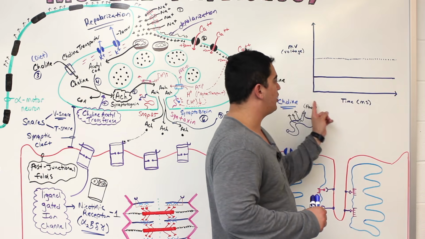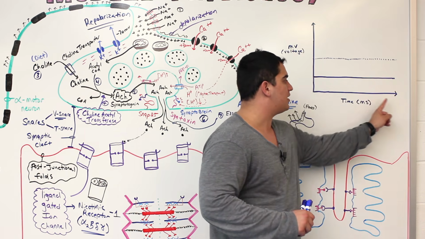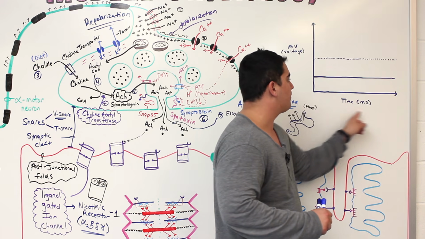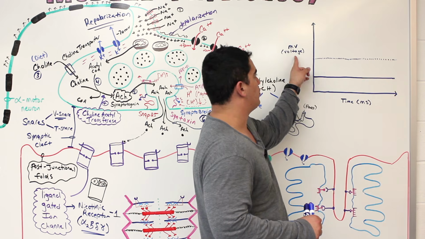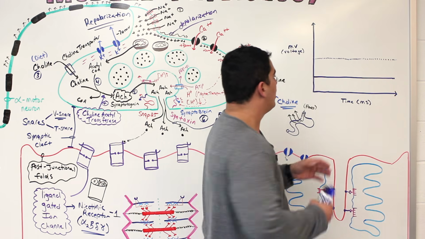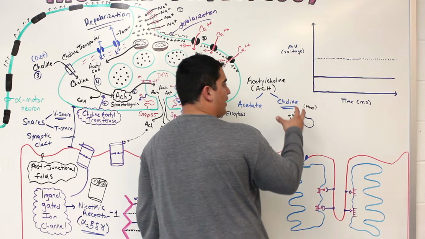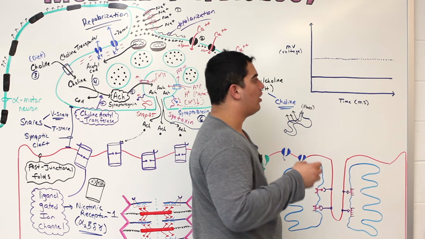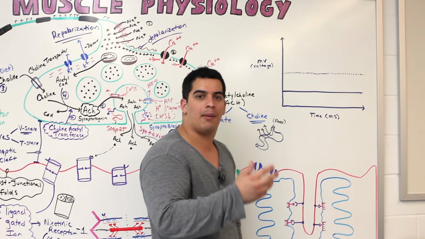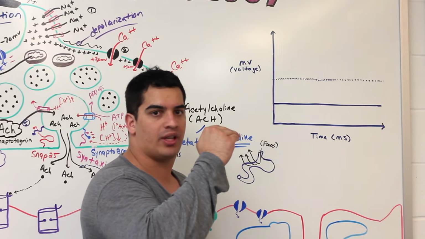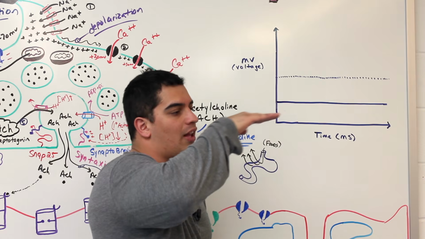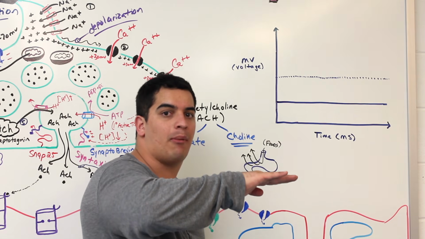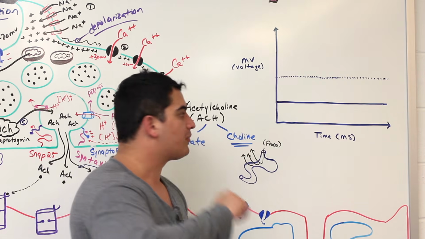So here, just real quickly on the graph, time on the x-axis is going to be in our millisecond time, and here on the y-axis is going to be the voltage, which we're going to have in millivolts. Now, almost every cell has what's called a resting membrane potential, which is a voltage that is developed on the inside of the cell membrane as compared to the outside.